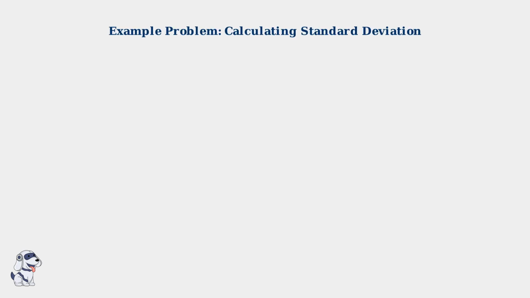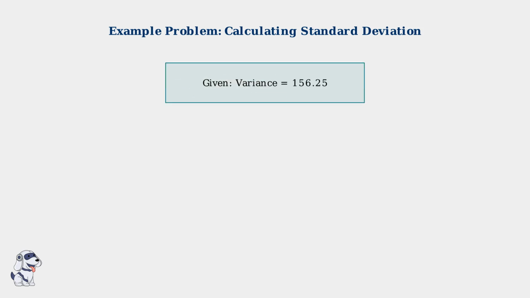Now we will calculate the standard deviation using the variance we found in the previous example. The standard deviation is simply the square root of the variance. From our previous calculation, we found that the variance of the exam scores is 156.25. This represents the average of the squared deviations from the mean. The formula for standard deviation is sigma equals the square root of the variance. This gives us a measure of spread in the same units as our original data.